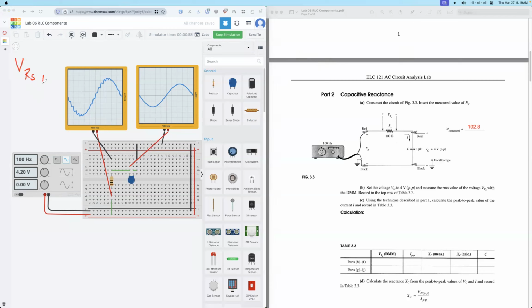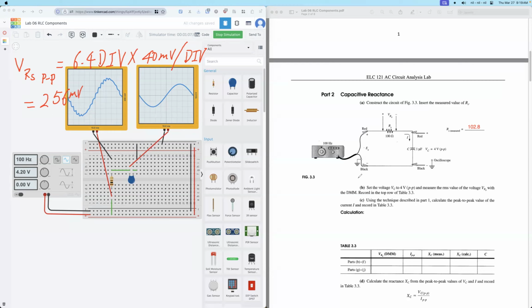So VRS, we know this peak to peak value equals 6.4 divisions times 40 millivolt per division. Then this one, so we know it is 256 millivolt.